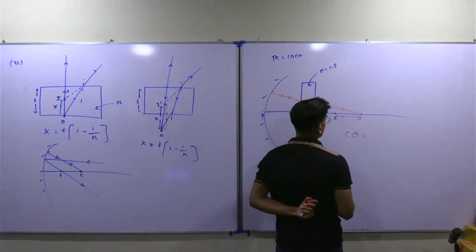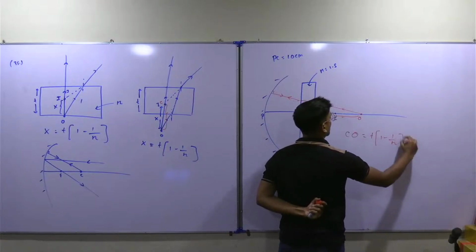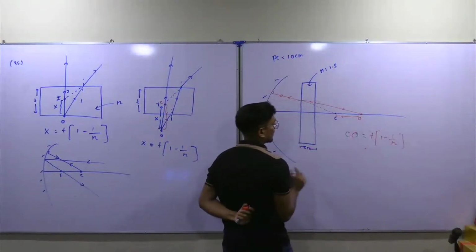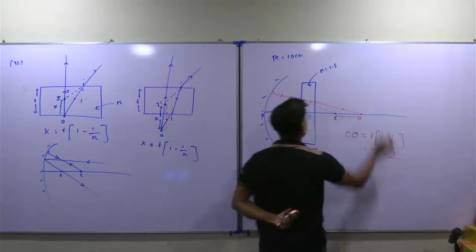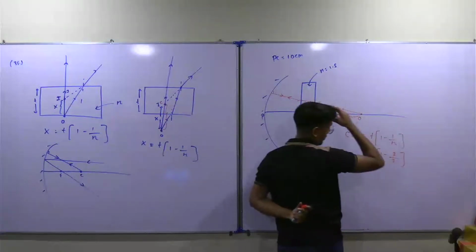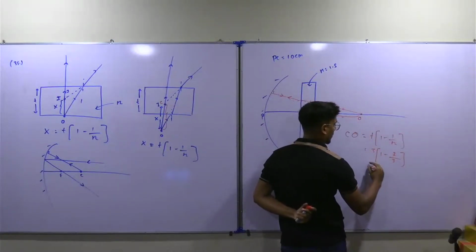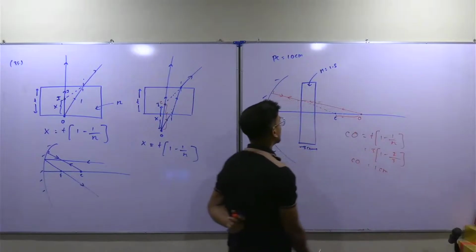So the CO distance can be found, that is t times (1 minus 1 over n). Here t is 3 centimeter, that is given. 1 minus 1 over n is also given, that is 1 over 3, so 3 over 2 is n. So when you calculate this, you have 1 centimeter. So the CO distance is 1 centimeter.